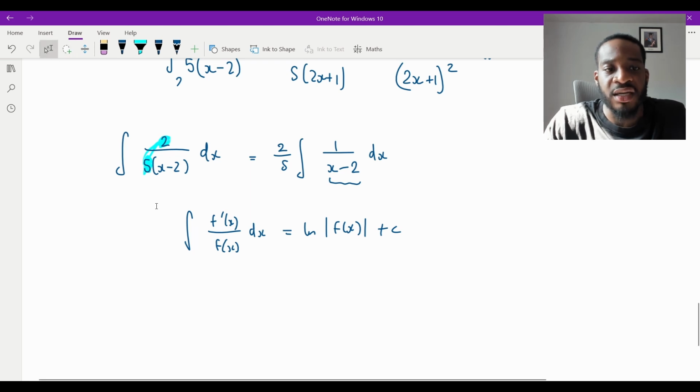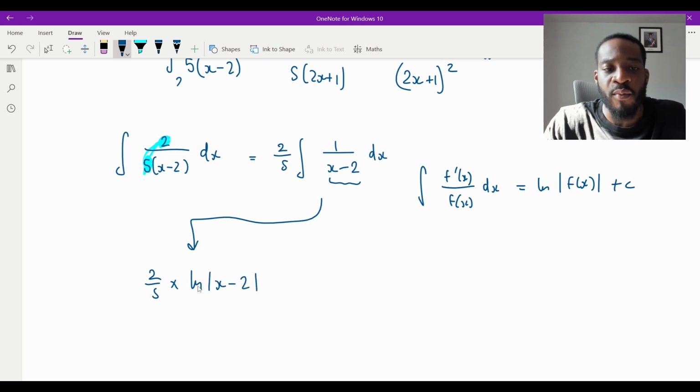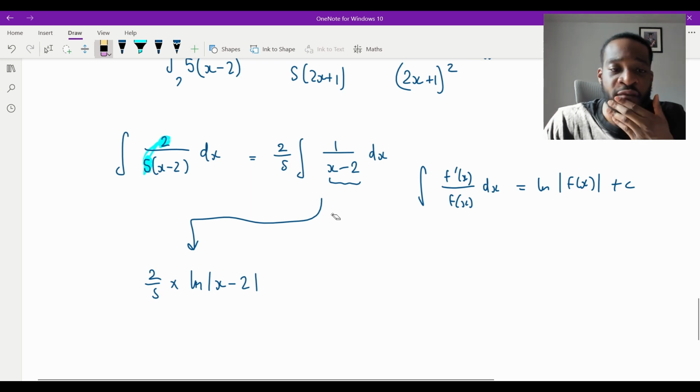So with that being said, that would mean that this integral here is just going to be 2/5, and then we're going to multiply by the ln of the modulus of x minus 2. Always put the modulus just in case you run into any negatives. So that is going to be that. Obviously, it's going to be plus c, but it's a definite integral, so I'll just leave it without the plus c for now. So that is the answer to that integral: 2/5 ln of x minus 2.